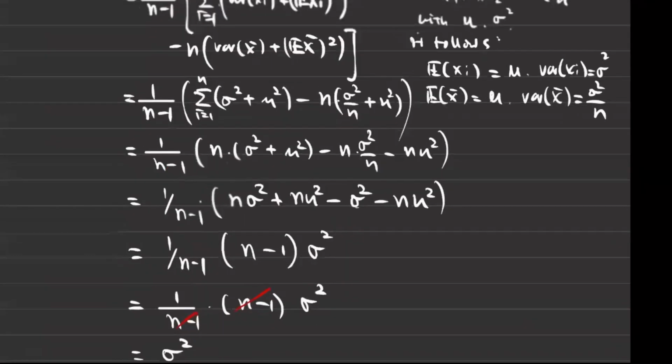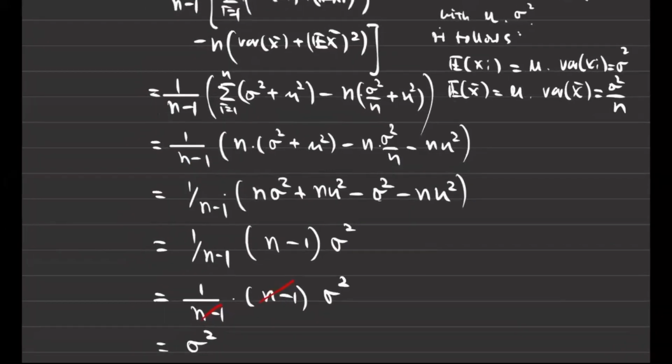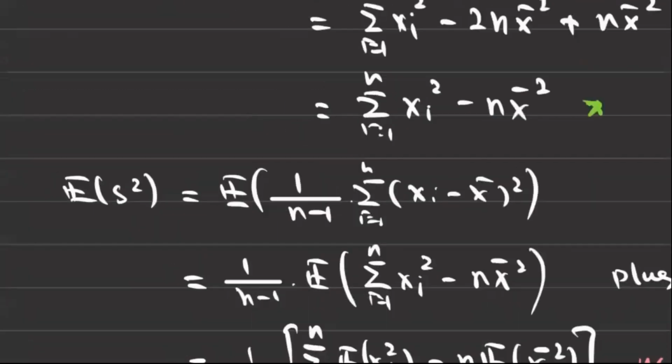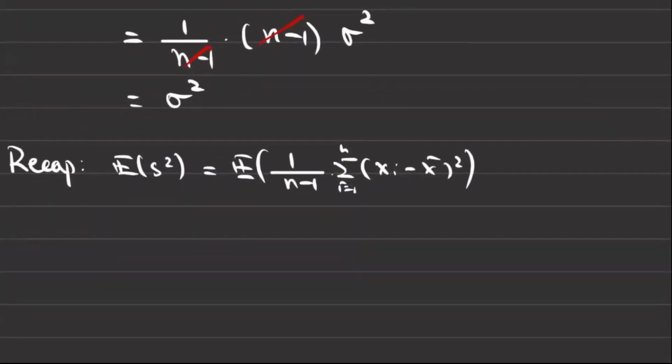Okay, so we've gone through all that work, right? We've gone through all that work just to show what? Just to show that this statement in the beginning holds true. So let's do a small recap. What we have just shown is that the expectation of the sample variance is equal to the population variance. And why do we want to show that? The reason we want to show that is because that is the definition of saying something is unbiased.